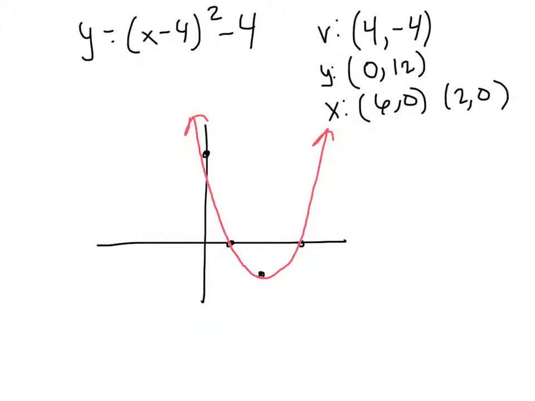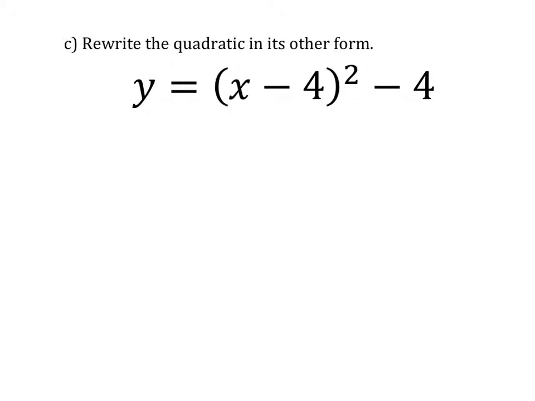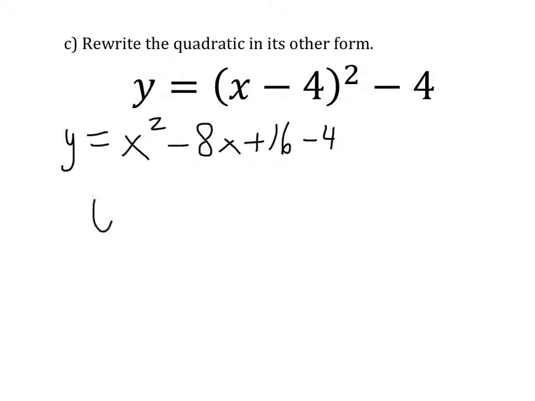If I wasn't talking, it'd be even faster. Finally, rewriting the quadratic in its other form, as we said before, we're just going to use the distributive property, so this gives me x squared minus 8x plus 16 minus 4, which gives me a final general form answer of x squared minus 8x plus 12.